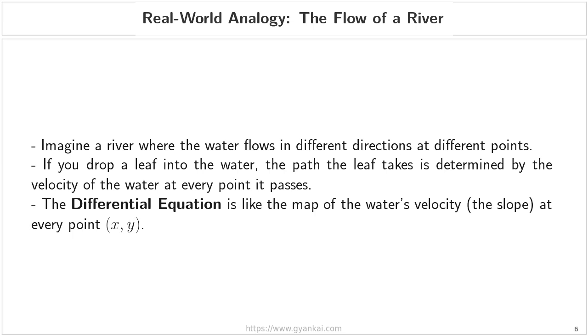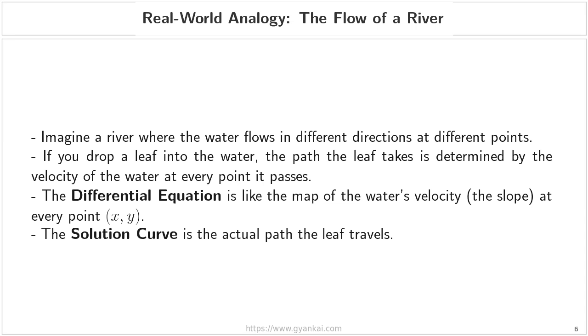We can actually map this entire scenario directly onto the calculus we've been discussing. First, think of the differential equation as the map of the water's velocity. Just as the differential equation tells us the slope at any point x, y, the map tells us the direction and speed of the water at every coordinate in the river. Second, the solution curve, or what we've also called the integral curve, is the actual physical path that the leaf travels as it is carried downstream.